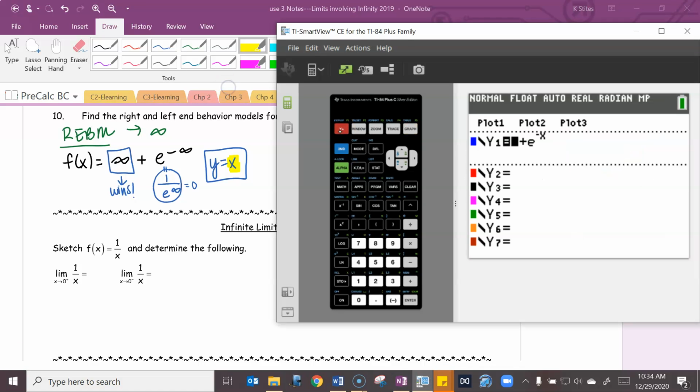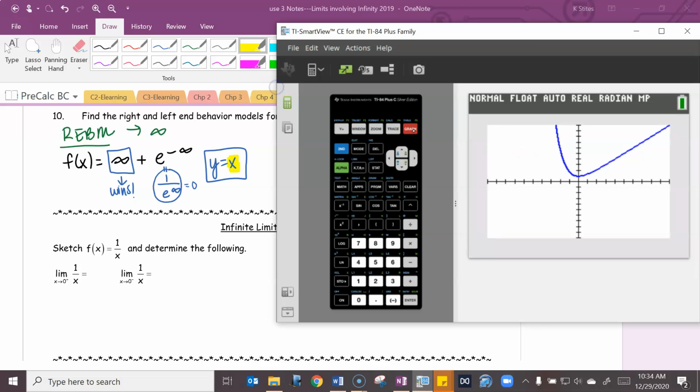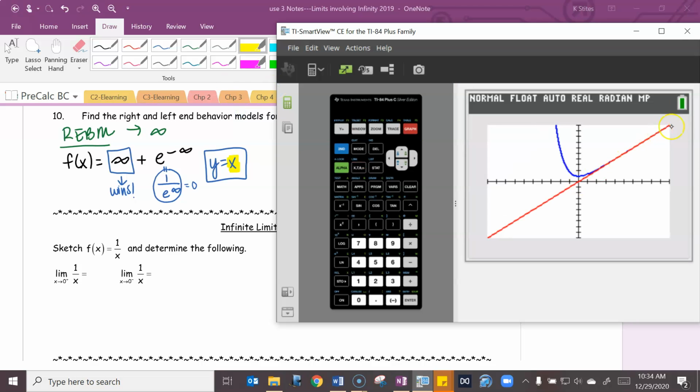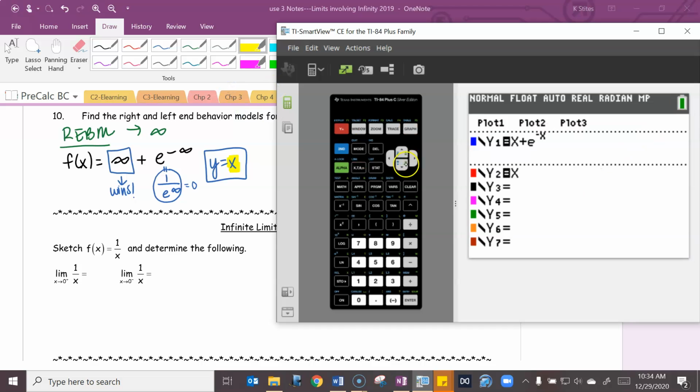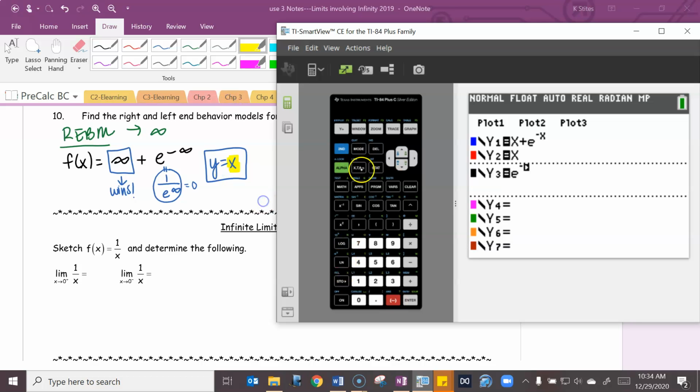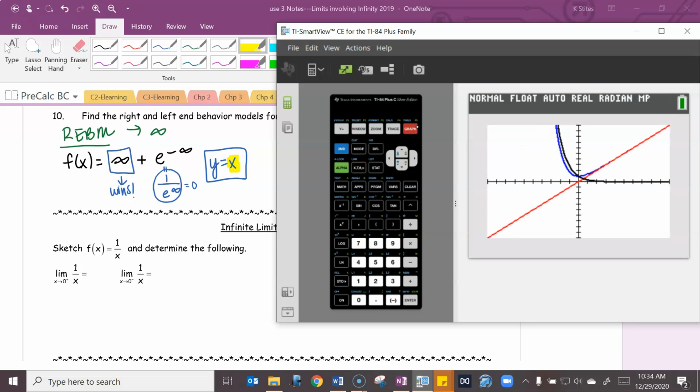Let me show that for you really quickly. So again, here's the original equation. We can see on the right side, the right end behavior model is basically the line y equals x. I can plug that in there. And on the left side, it's going to be following e to the negative x, which I can type in. All right, so there you go.